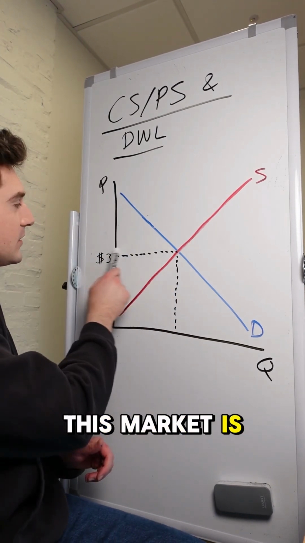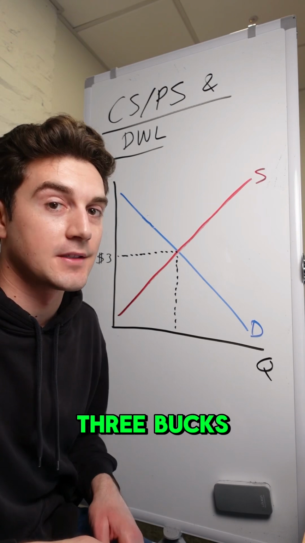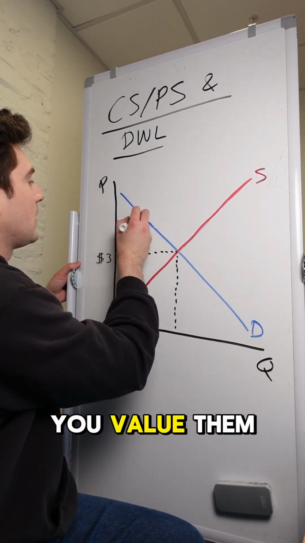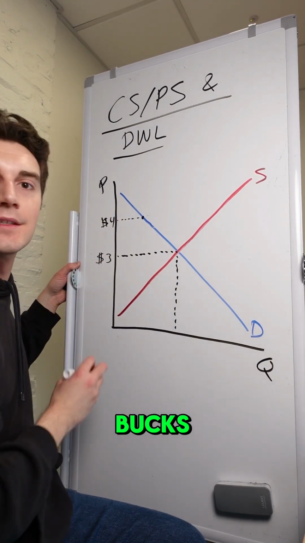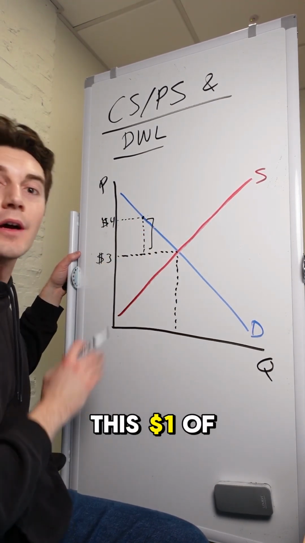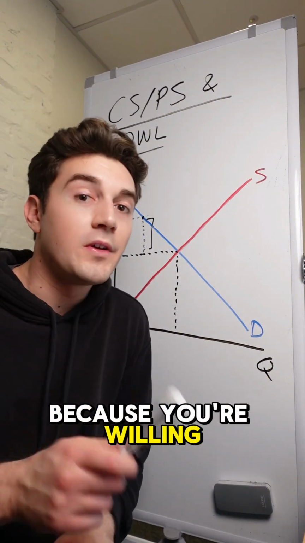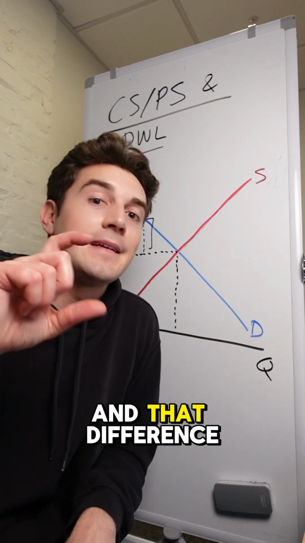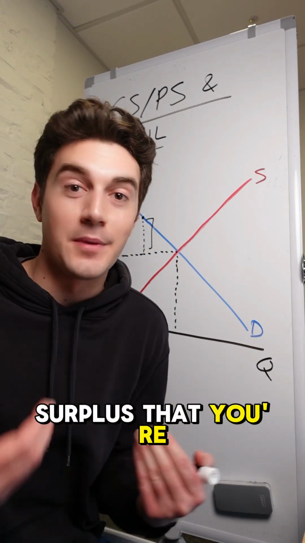Right now, this market is operating at an equilibrium price of $3. Let's imagine you really like hot dogs and you're literally right here. You value them at approximately $4. Well, in this market, you would experience this $1 of consumer surplus because you're willing to pay $4 for a hot dog, but the market's selling them at $3. And that difference right there is just your surplus that you're benefiting from.